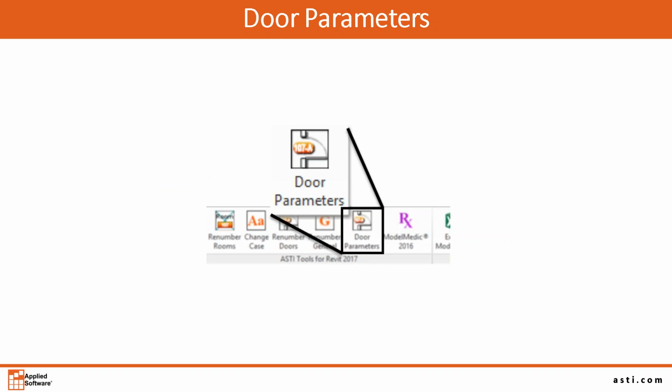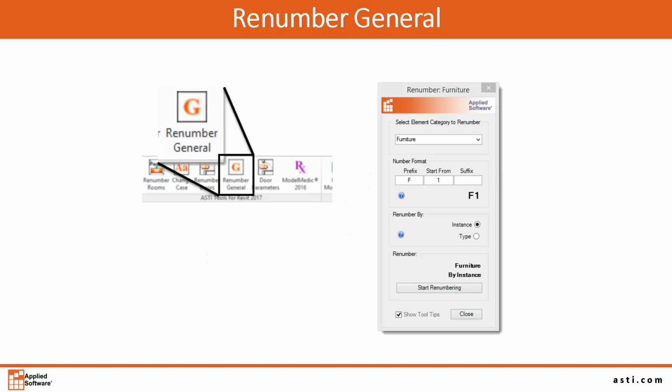Next is door parameters. This tool basically updates the to room and from room parameter for every door in the project, so your schedules accurately reflect the latest changes to door swing operations.